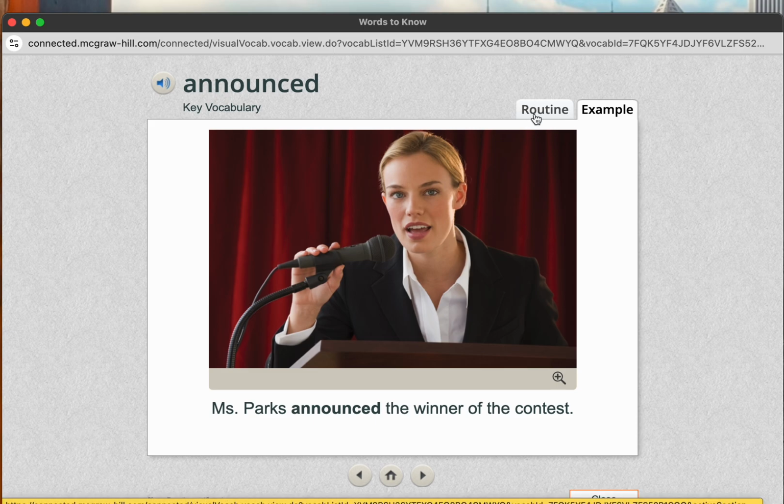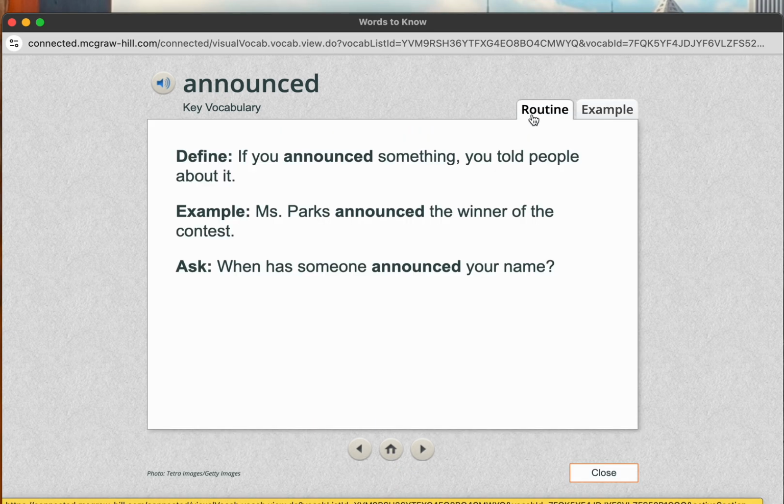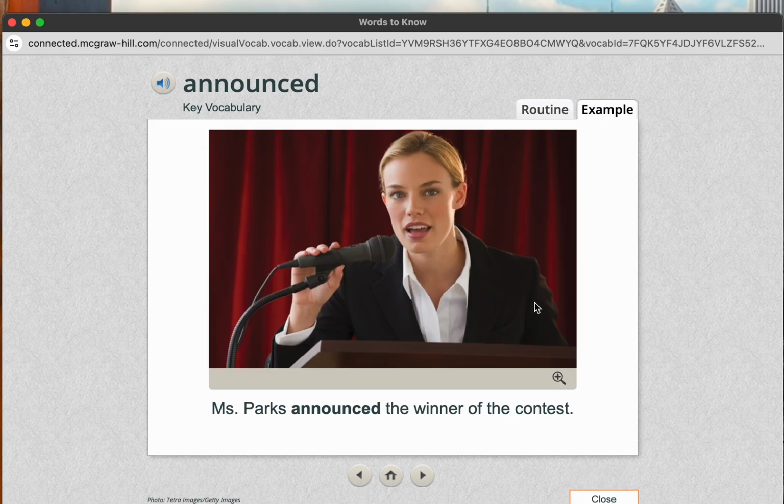So let's take a little bit more of a look at this word. The definition: to announce. If you announce something, you told people about it. For example, Miss Parks announced the winner of the contest. You can always ask, when has someone announced your name? For maybe attendance or things like that. I've certainly announced a couple of your names, but very good. Announced. Let's look at our next word.